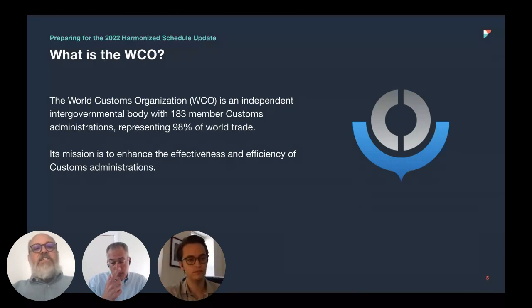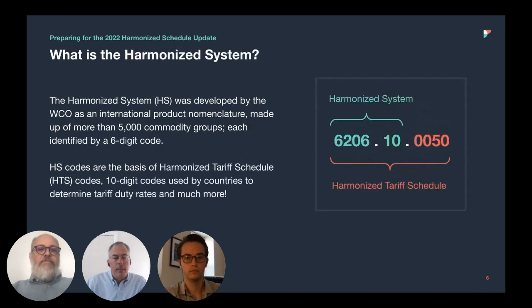Their mission is to enhance the effectiveness and the efficiency of customs administrations. And one of the main things that the World Customs Organization does is they're the ones that publish the tariff schedule. What they publish is the first 6 digits of the HS schedule, along with the chapter and section notes and the explanatory notes. And really, their idea is they want to have a single system that countries around the world can use to exchange data with their customs agencies. So that's a little bit about the World Customs Organization. Let's move on to the next slide.